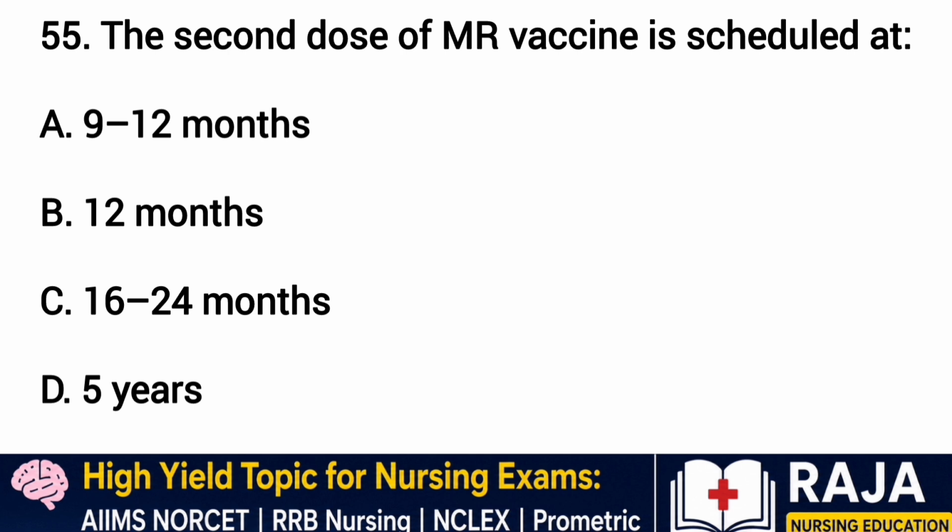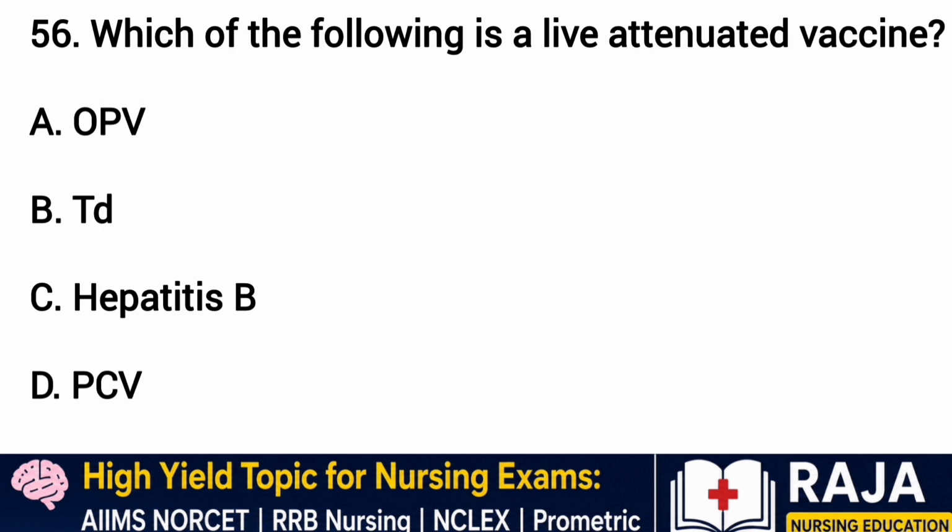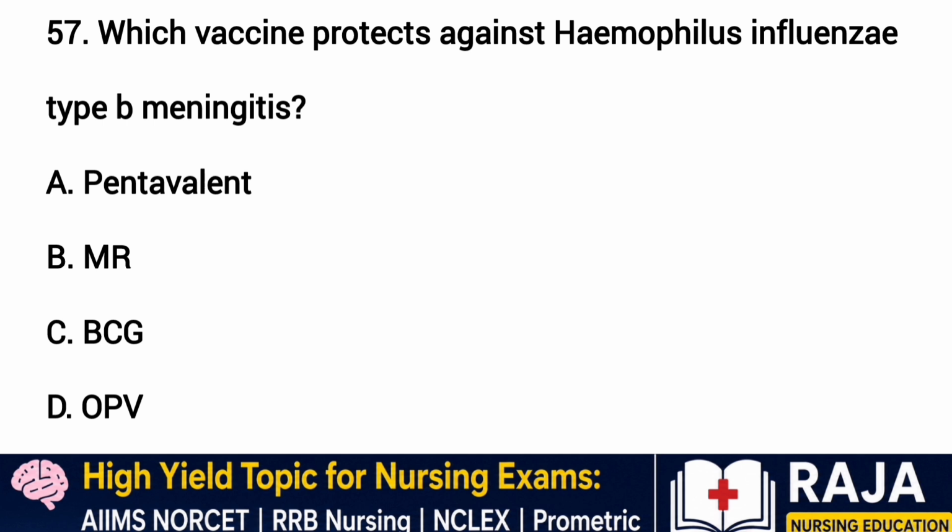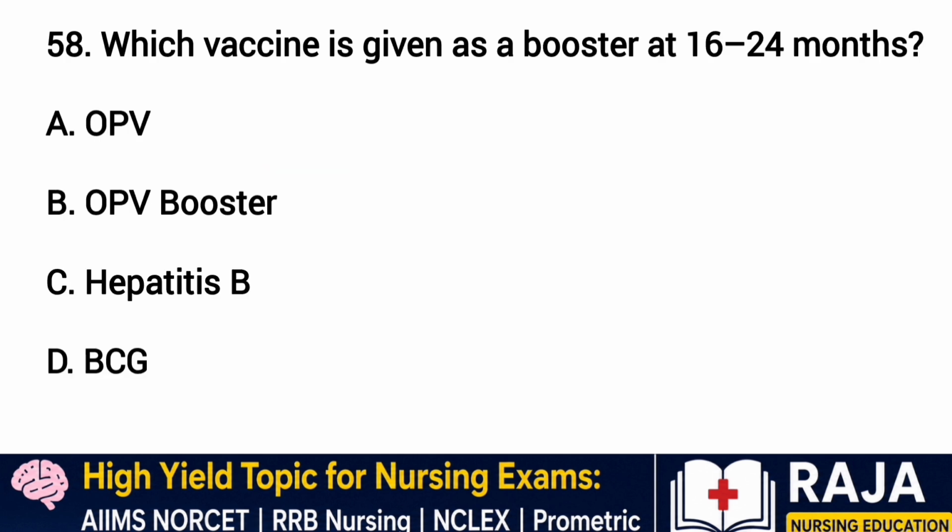The second dose of MR vaccine is scheduled at? The answer is C. 16 to 24 months. Which of the following is a live attenuated vaccine? The answer is A. OPV. Which vaccine protects against Haemophilus influenzae type B meningitis? The answer is A. Pentavalent. Which vaccine is given as a booster at 16 to 24 months? The answer is B. OPV booster.